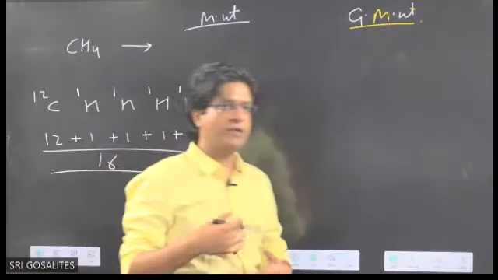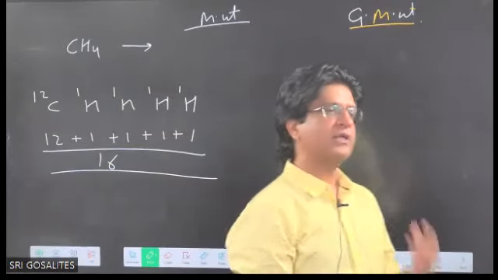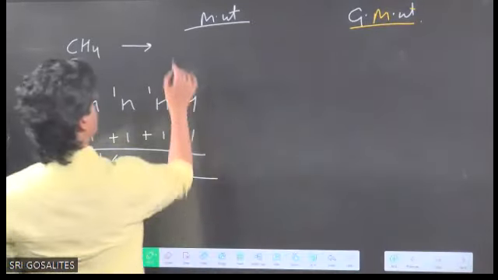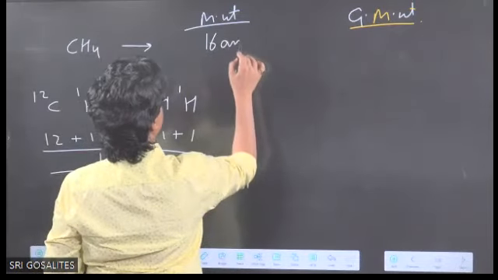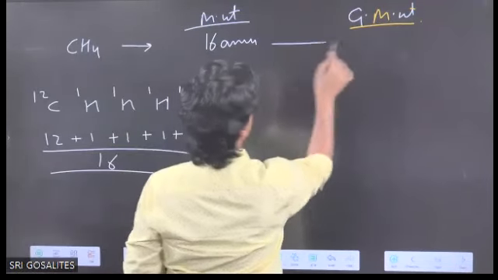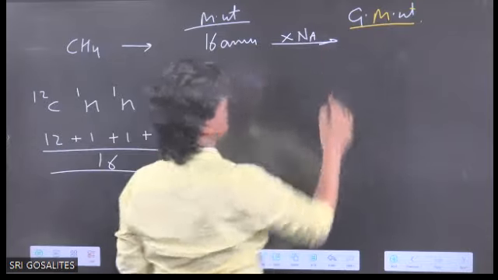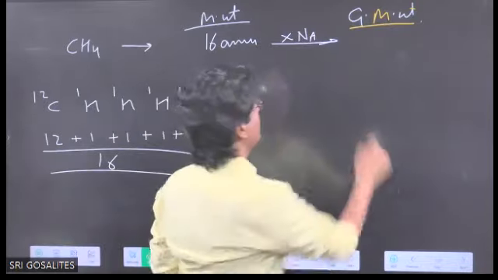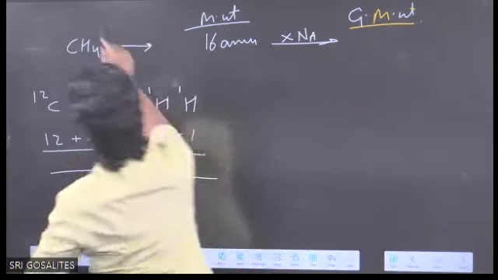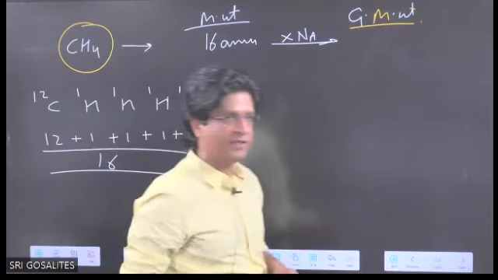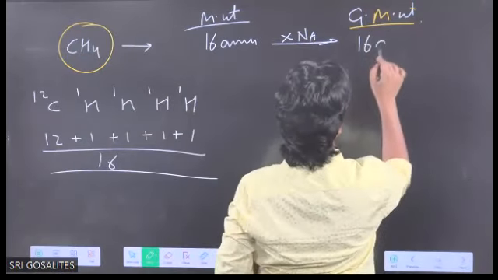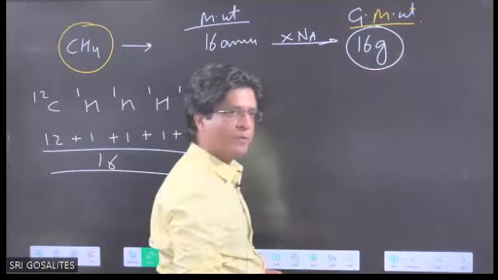So the total number of neutrons and protons is how much? 16. Yes or no? Very good. So that will be 16 AMU, and if you multiply by Avogadro number, you will get 1 mole of methane, CH4. That will be 16 gram. Yes or no?